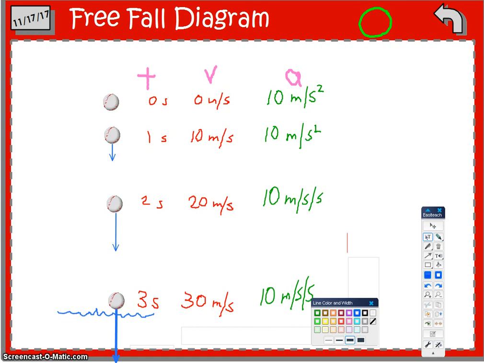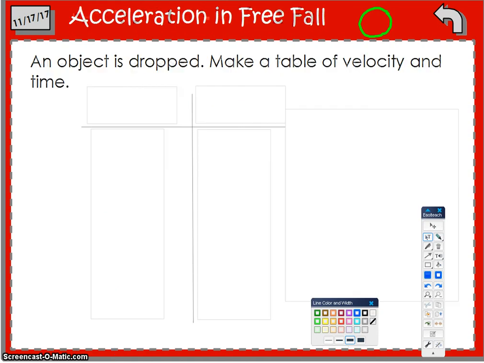I'm about to go on to the next slide, so you probably want to pause it. Okay, next slide. Let's look at acceleration and free fall as kind of like a word problem, but we're going to make a table. Again, figure out the entry, figure out the date. If we're making a table of time and velocity, let's put time here. Let's put velocity here. And as usual, you should have units. Think about the units for a second.